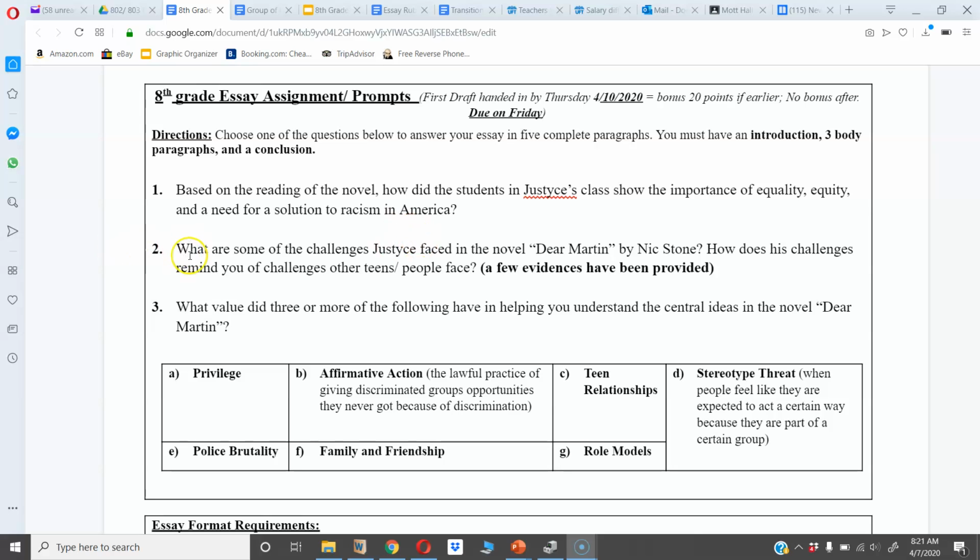Question 2 says, what are some of the challenges Justice faced in the novel Dear Martin by Nic Stone? How do his challenges remind you of challenges other teens and people face? Again, you can list 2 challenges, one in the first body paragraph and one in the second body paragraph. And then you talk about the reminders in the third body paragraph.